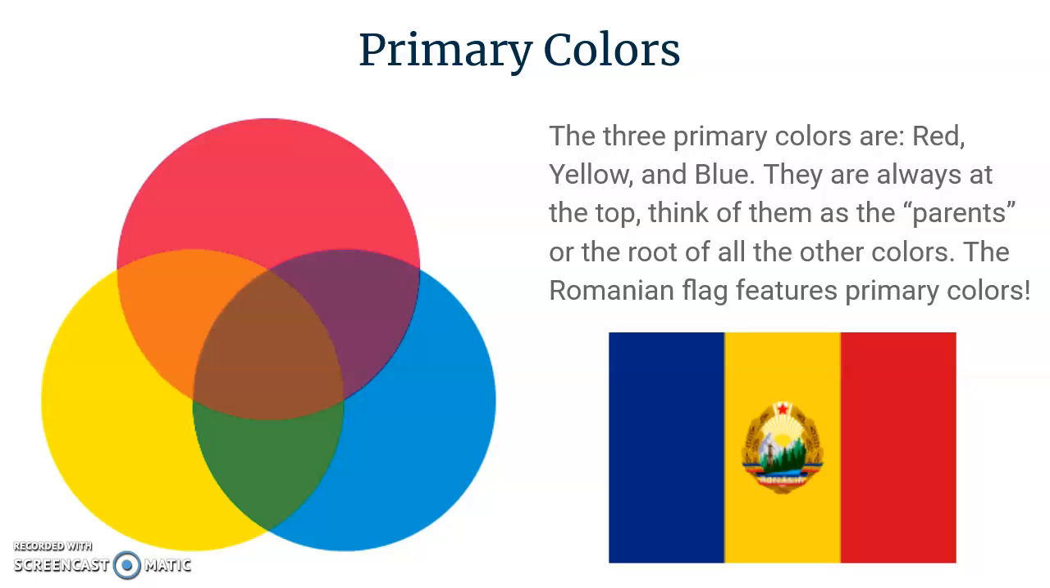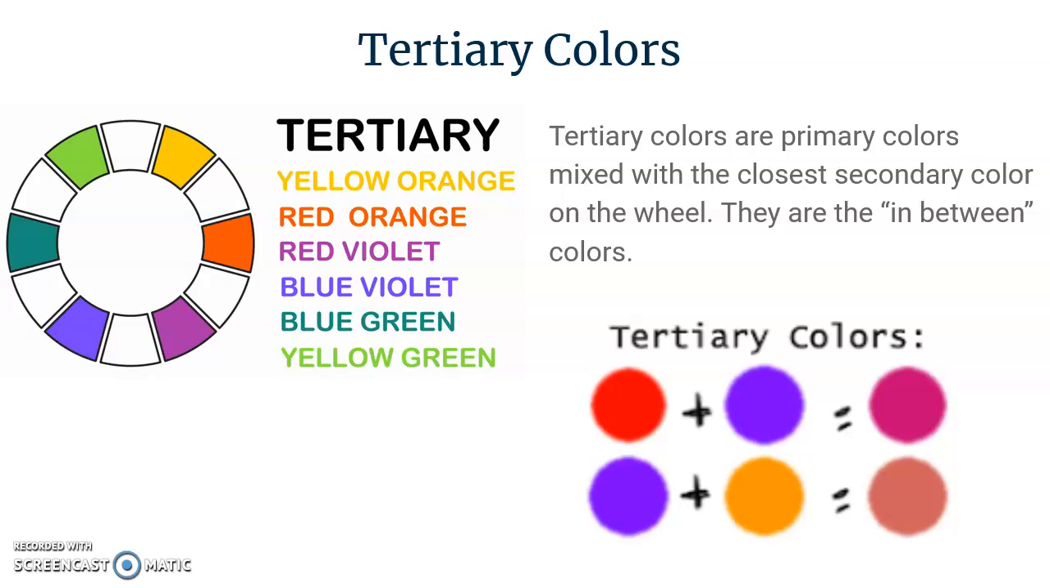They're always at the top of the color wheel. If you look, it usually starts with red at the top. Think of them as parents or the root of all the other colors. And I have an example down below of the Romanian flag, which has the primary colors.